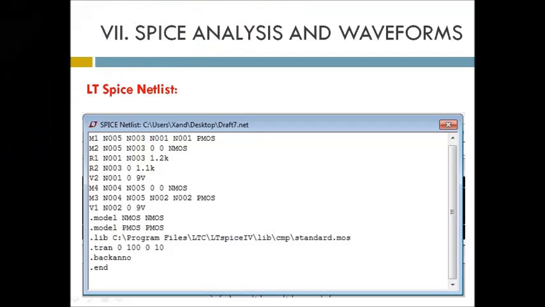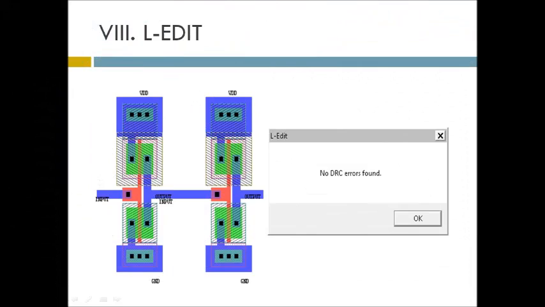Here is the LTSpice netlist for our thermal shutdown circuit. Shown here is the L-Edit design of our circuit, which is composed of two cascaded inverter circuits. On the upper part, you can see the P MOSFETs, and in the lower part, the two N MOSFETs. The output of the first inverter is cascaded and is the input of the second inverter. We have checked our design, and using the DRC, we have found that there are no DRC errors.